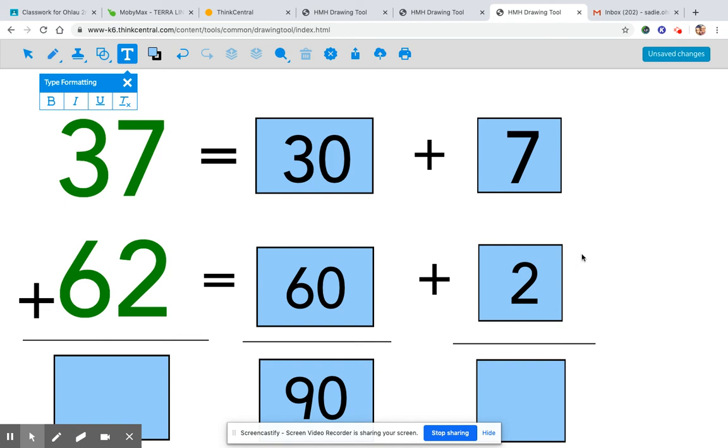Now in my ones column, I have 7 plus 2. You can do that with your fingers. Hold up 7 and then add 2. It's going to be 9. And so now I've got 9 tens plus 9 ones, and that is going to be my answer. 90 plus 9 equals 99. Super close to 100. 99. That's my answer. Okay, so that's kind of what you'll see on your assignment today.